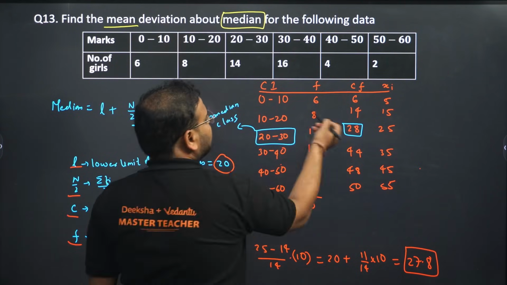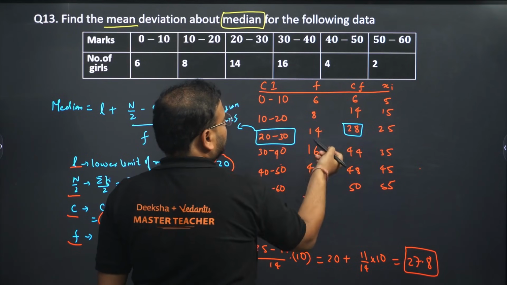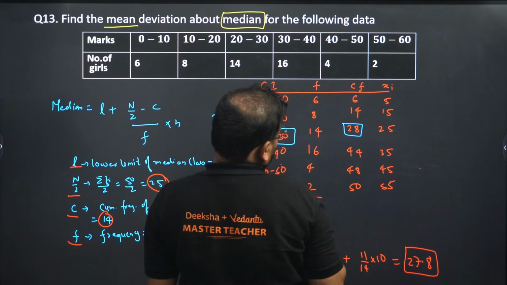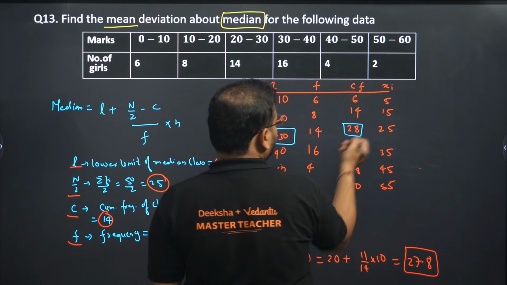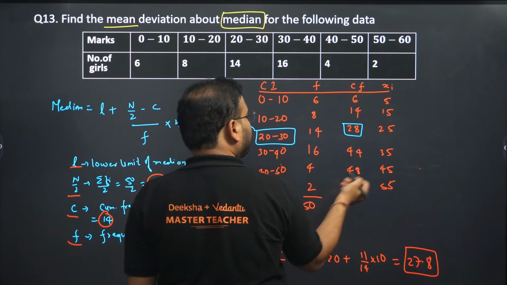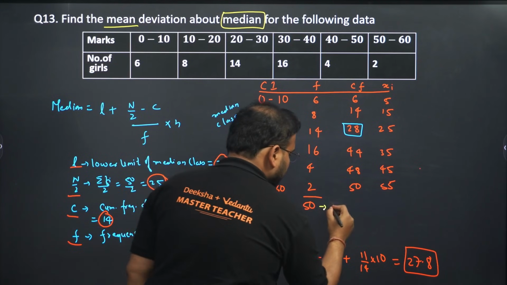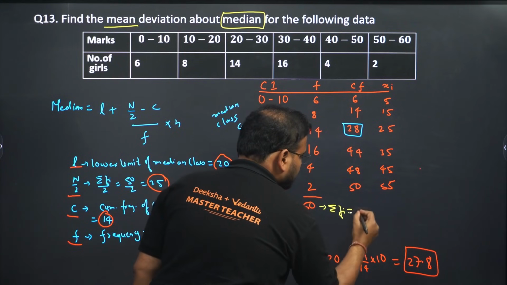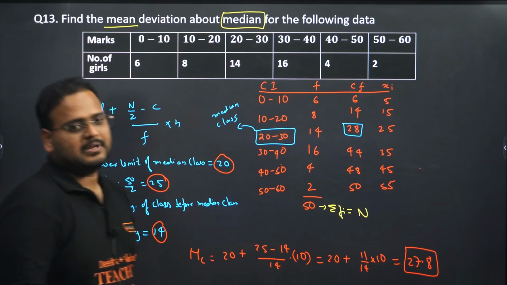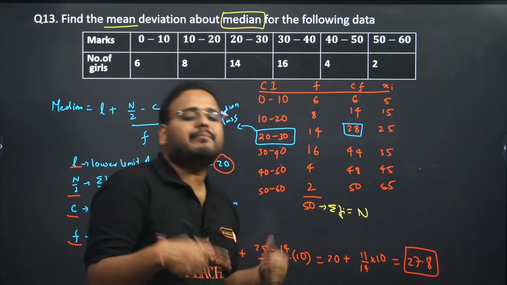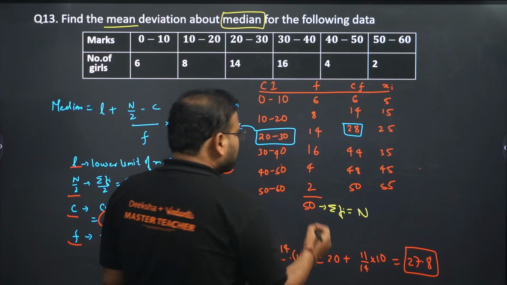How do you find CF? 6 plus 8 is 14. 14 plus 14 is 28. 28 plus 16 is 44. 44 plus 4 is 48. 48 plus 2 is 50. This 50 represents the summation of all frequencies, also called capital letter N. Now, after getting this 50, divide by 2. Divide by 2 means you'll get 25.